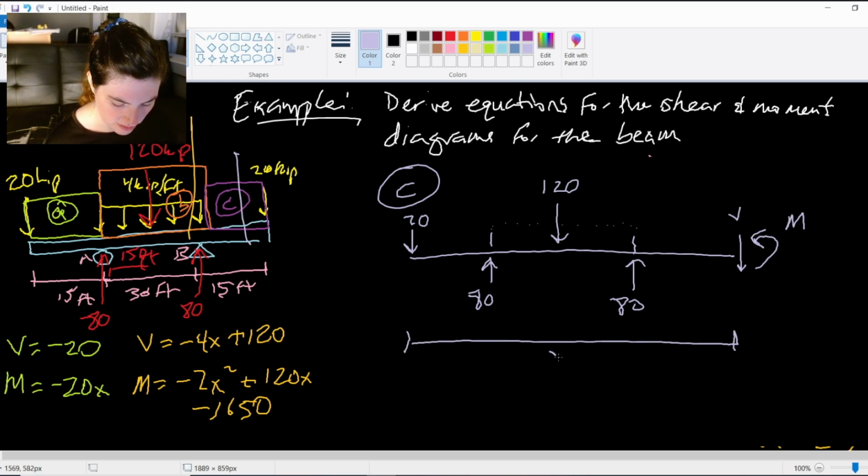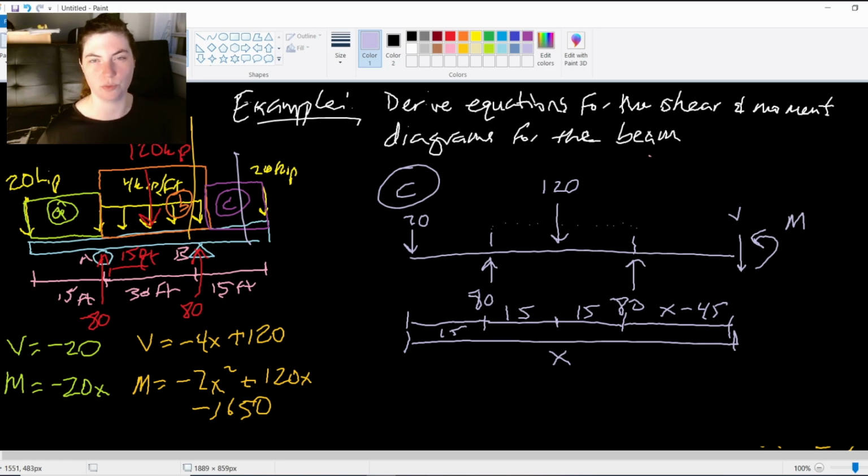Where this full distance is x. And then again, we have those intermediate distances. Here's 15. Here's another 15, right? The 120 is halfway between the 30. And then this distance here is going to be x minus 45 now, right? Because we have those 3 15s. So x minus 45.